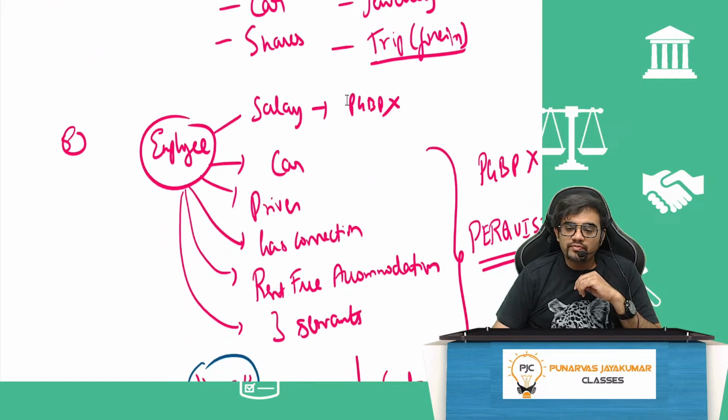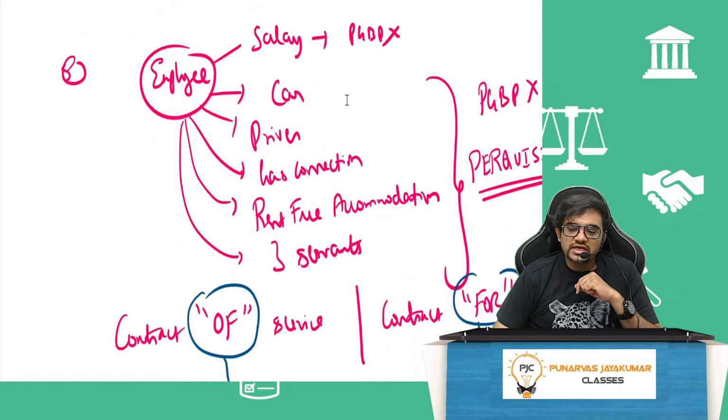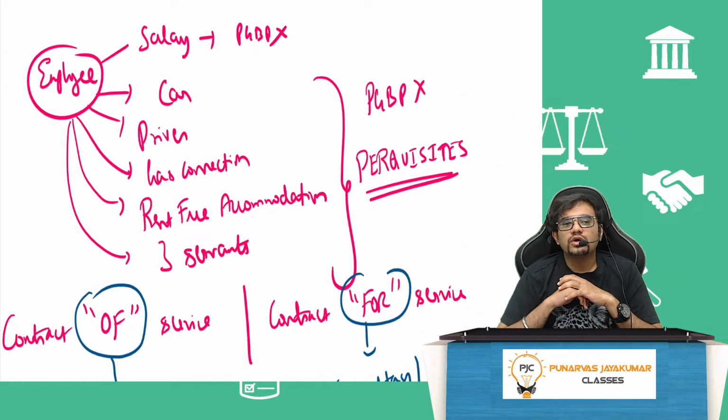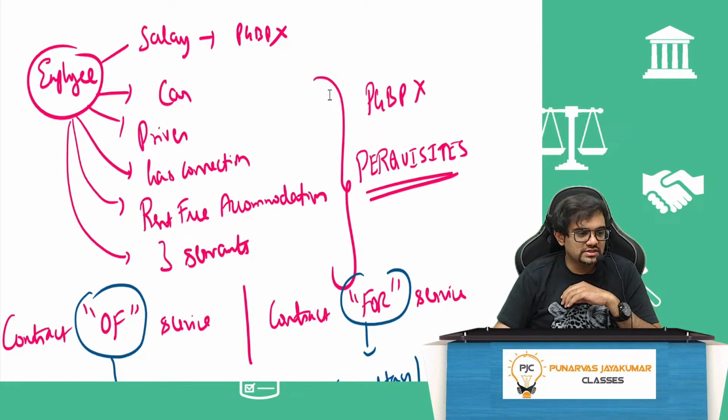However, if an employee is getting salary, obviously it's not PGBP, it comes under income from salary. What if an employee is getting a car, driver, gas connection, rent-free accommodation, three servants for his home and for his office? In all these things, PGBP will not come. This will come under perquisites. In the perquisites chapter, yes, Ashutosh, you are right, it will come under perquisites.